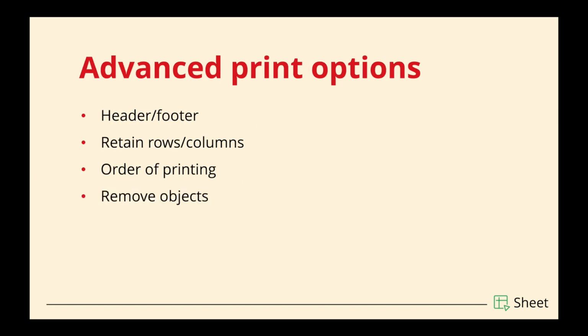Apart from the basic print options such as the paper size, orientation, etc., Zoho Sheet also provides you with some advanced print options such as the option to add a customized header or footer, the option to retain the rows or columns in your spreadsheet. You can also choose the order, that is the direction in which you want the printing to happen. You can also choose to either retain or remove the objects, meaning charts, buttons, etc. in your spreadsheet while taking the printout.